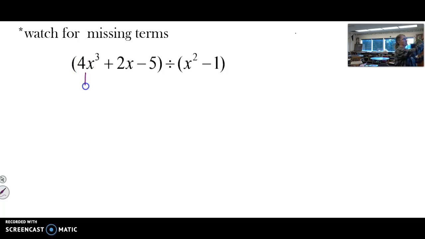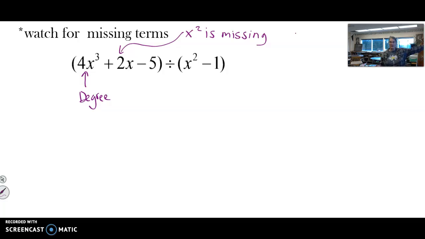As you see, this has an x cubed term. There isn't an x squared term, so the x squared term is missing from here. So this is degree 3. There's no degree 2 term, so that's why it's called a missing term. This is degree 1. And this is really degree 0, because you can have -5 times x to the 0 power.